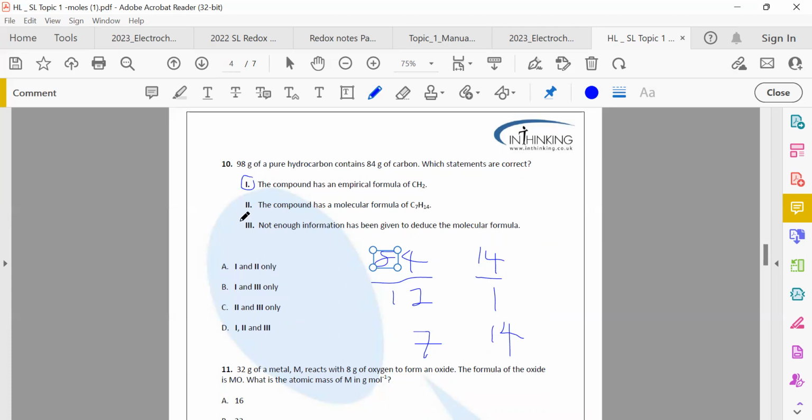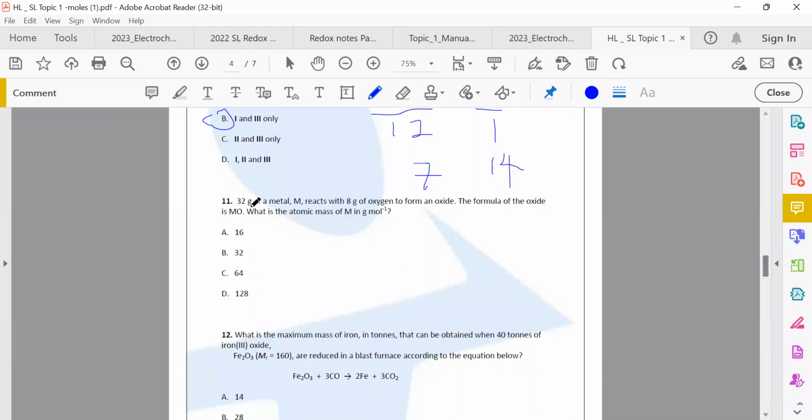Okay, so the molecular formula is C7H14. We can make a guess, because they tell you 98 grams, right? So, no. Okay, there's no other information. They say that the molecular formula is C7H14. Is it possible? Let's check. Okay, I would go for 1 and 3 because I have not enough information to deduce the molecular formula. So I'm going for 1 and 3. The answer is B. Yay. Okay.